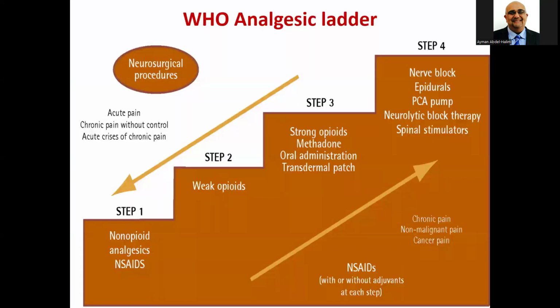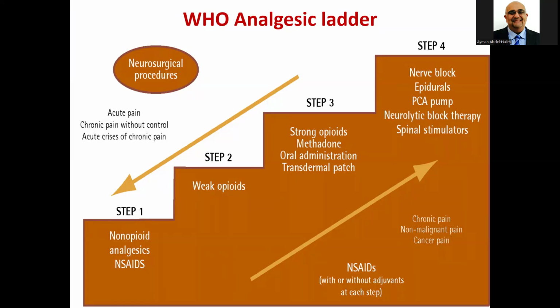WHO Analgesic Ladder, modified. As you know, WHO developed this ladder for chronic cancer pain. This was maybe in the mid 80s, and it has basically three steps: first, second, and third. Now we added a fourth step for nerve blocks and epidurals and PCA pumps and so forth.